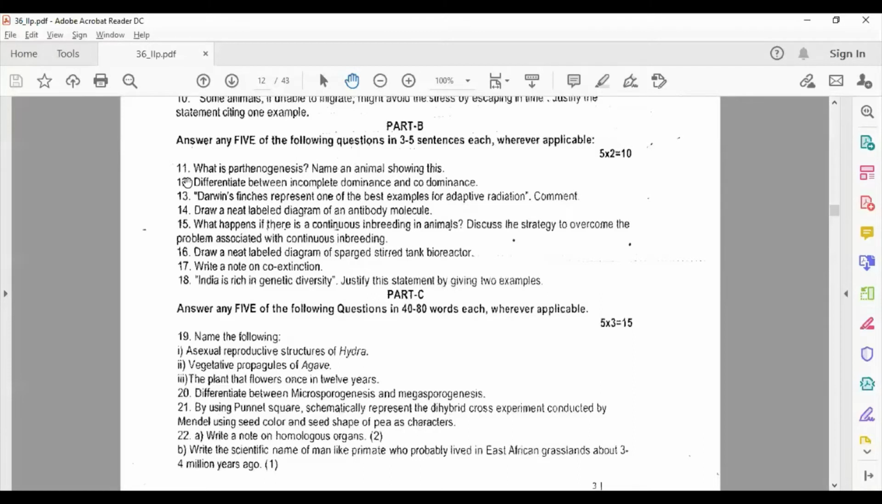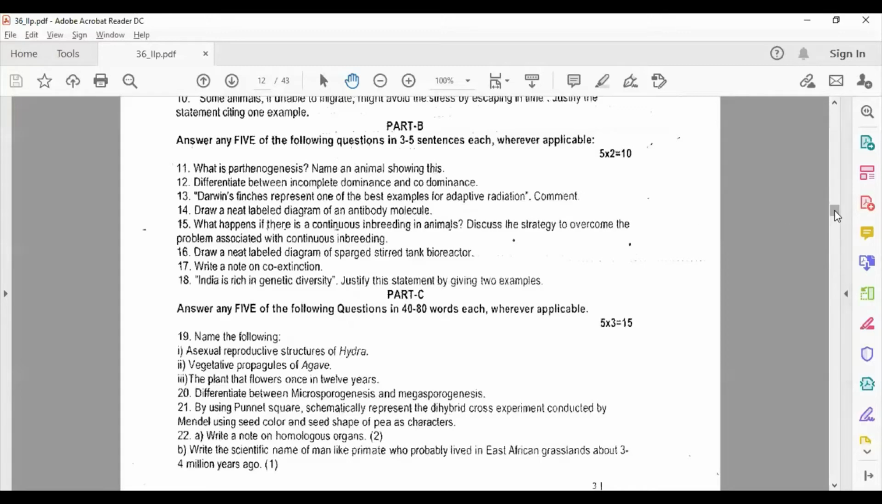Draw a neat labeled diagram of a sparged tank bioreactor. This is a concept from the bioreactor part, that is the 10th chapter. Then, write a note on co-extinction. This is again from the last unit, that is biodiversity. India is rich in genetic diversity, justify. This is again from the last unit, that is biodiversity.